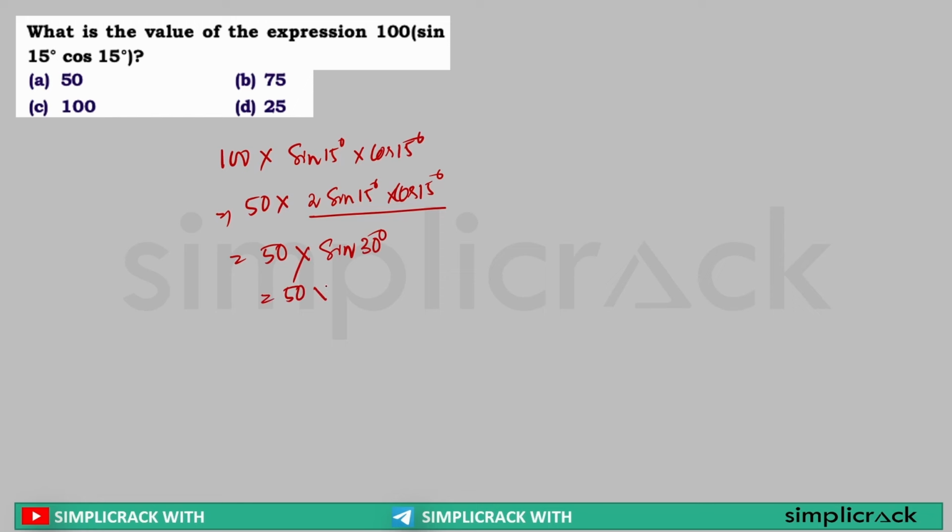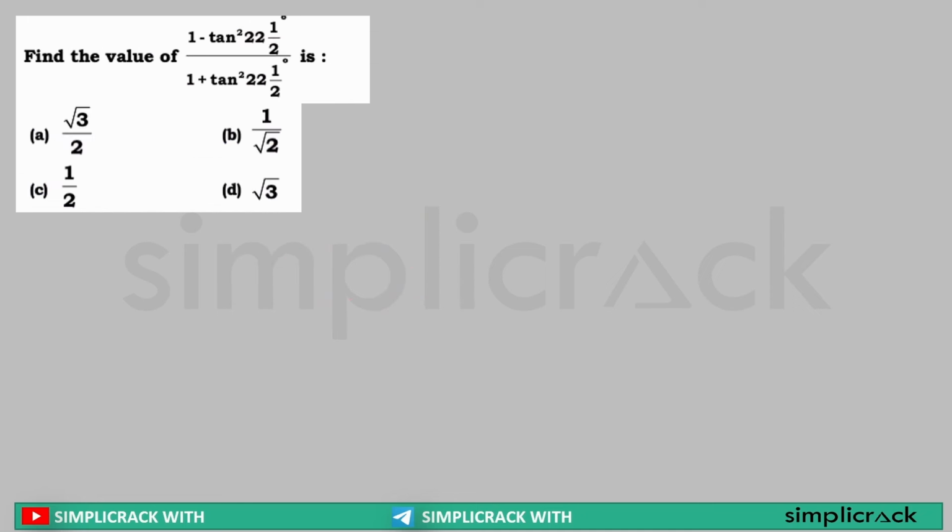Sir, sin 30 degree value is 1 by 2. Sir, 2 into 25 is equal to 50. So the answer is 25, option D. Clear? Yes or no? Yes. Now, sir, it is written 1 minus tan square 22.5 degree divided by 1 plus tan square 22.5 degree.